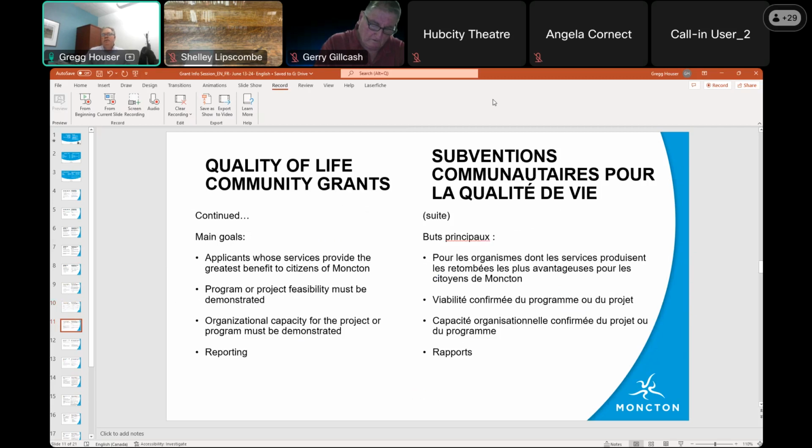The main goal of those grants is to provide services that give the greatest benefit to the citizens of Moncton. Program feasibility must be demonstrated, and the organization's capacity for the project and program must be demonstrated in the application. There is reporting once again at the end of the year, due in December.